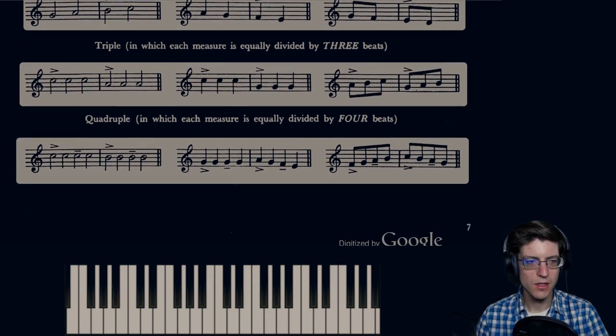Quadruple is our final one, in which each measure is equally divided by 4 beats.